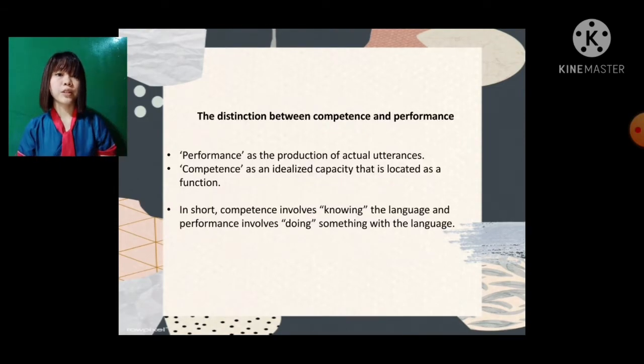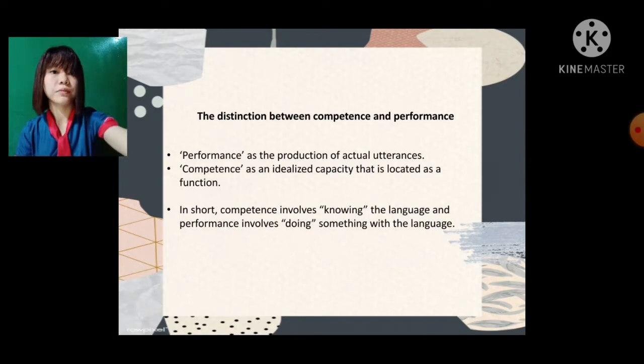The distinction between competence and performance: performance is the production of actual utterances, and competence is an idealized capacity that is located as a function and psychological. In short, competence involves knowing the language, for instance, the knowledge of grammatical rules and the knowledge of sociolinguistic rules, etc. And performance involves doing something with the language.